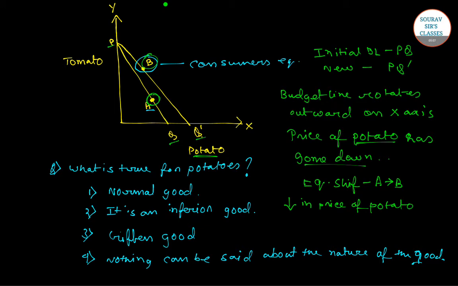What has happened? The demand for potato decreases. As you can see, the consumption of potato was here. Now the consumption has fallen from this to this level, say from Q0 to Q1. So the consumption of potato has fallen. So we can state that the potato is basically a Giffen commodity.